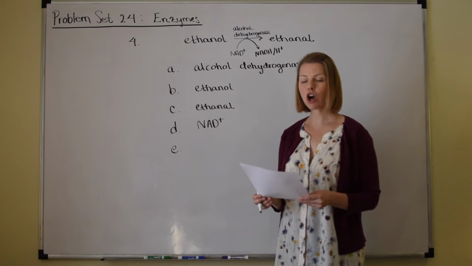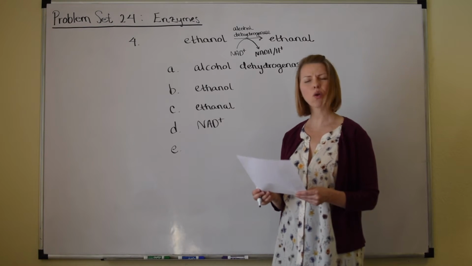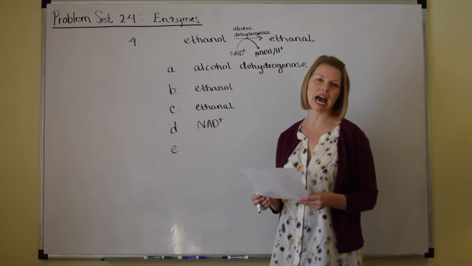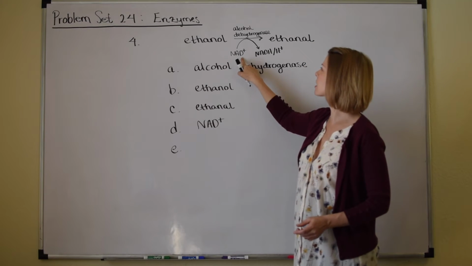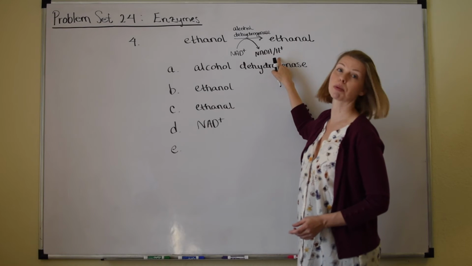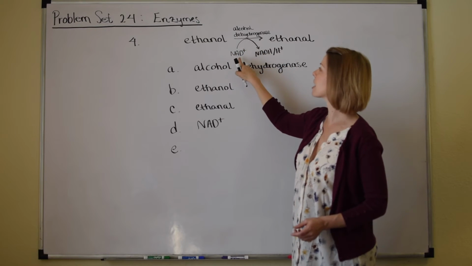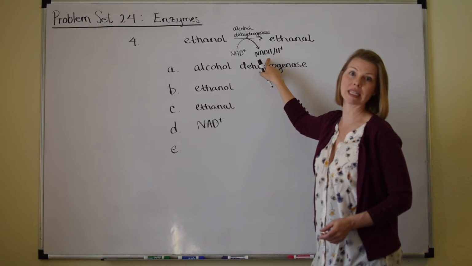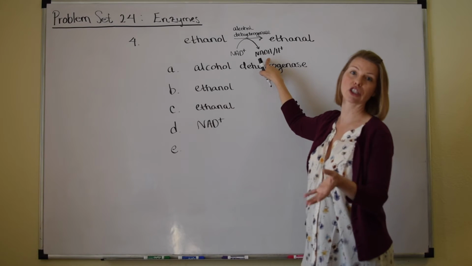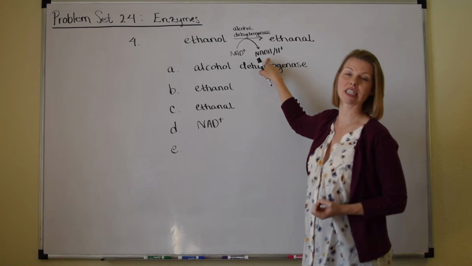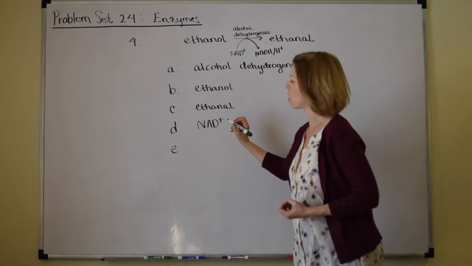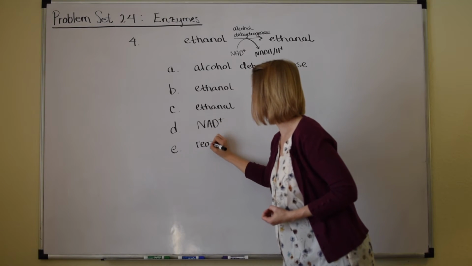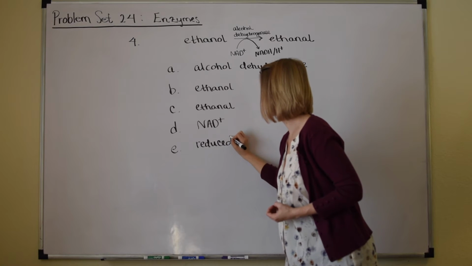E, is the coenzyme oxidized or reduced in this reaction? So we see that it's going from NAD plus to NADH, H plus. So it's going from the oxidized to the reduced form. It's going to gain 2 hydrogen and 2 electrons. It's going to be reduced in this reaction. So for E, write reduced.